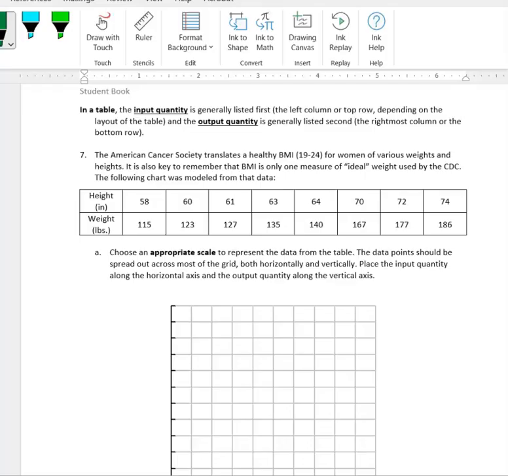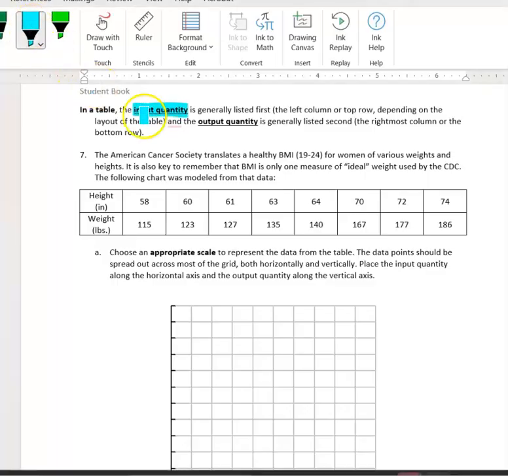And so here on a table, the input quantity is going to be generally the first thing, so either the top row or the left-hand column. And then our output quantity is going to be the rightmost column or the bottom row.